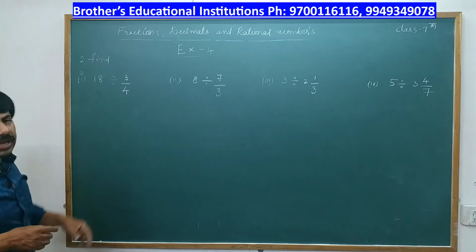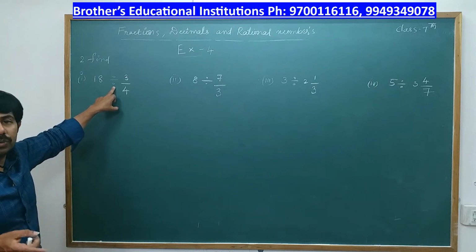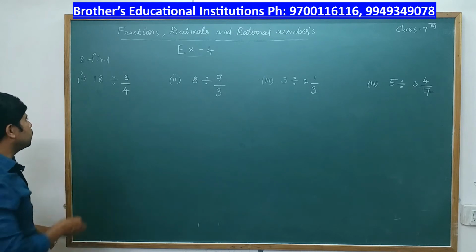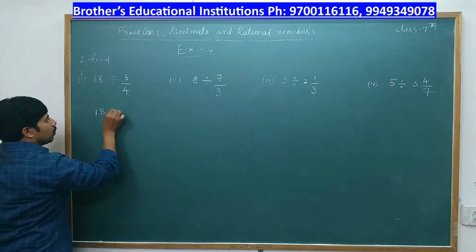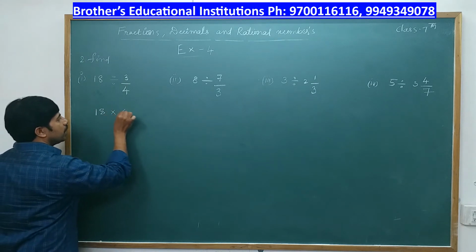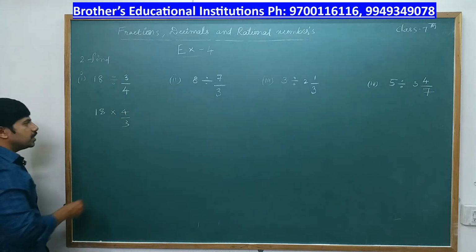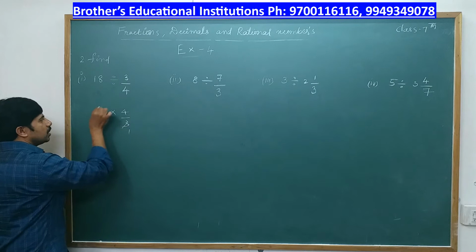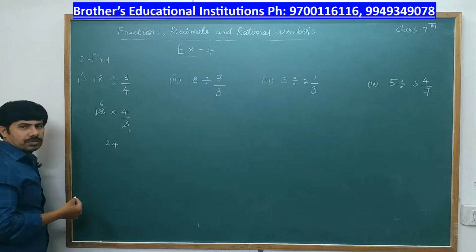So whenever we take a reciprocal, this division will become a product. That means, see, we have 18. As we are taking the reciprocal, division will become product, and we write it as 4 by 3. Okay. So now we can reduce 18 and 3 to lowest terms. 3 ones are 3, 3 sixes are 18. So 6 fours are 24.